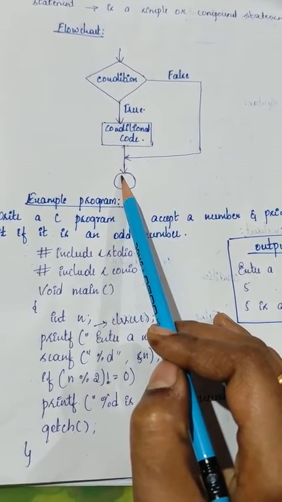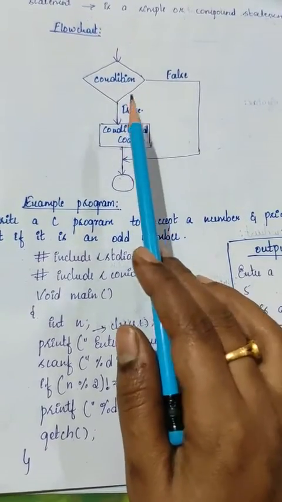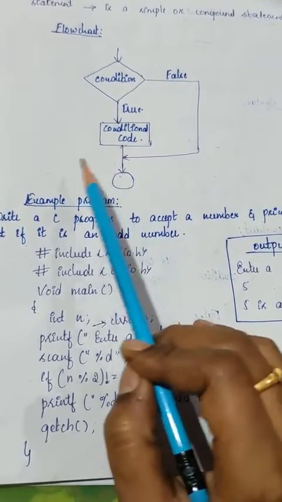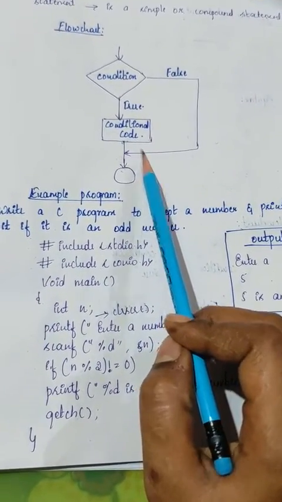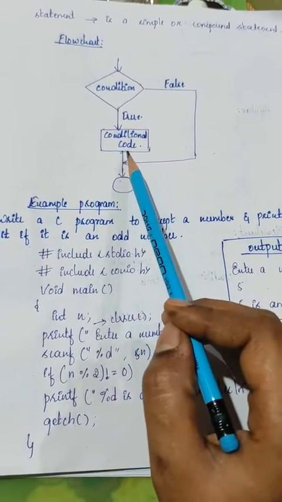So this is the flowchart for the simple if statement. Once again I am telling you, it is a one-way branching. If the condition is true, it will execute that statement. If it is false, it comes out of the loop. So this is about the simple if statement. We have learned the definition along with the syntax and the flowchart.